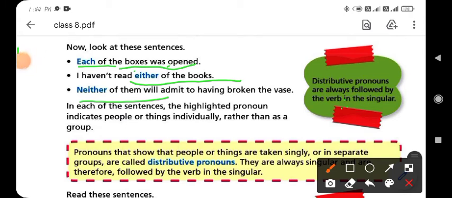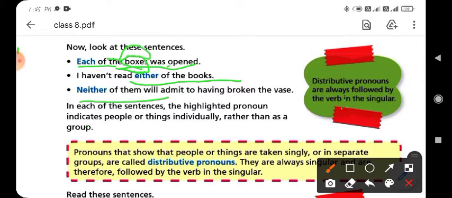So in this sentence, either, neither, each, etc. are the distributive pronouns. Why? Because these words in a sentence are used for everything to be taken separately, and every part of the parts or things is an object in a sentence. Like each of the boxes was opened, so there are many boxes, and each box, it means not only one or two or three, it means each box is opened.